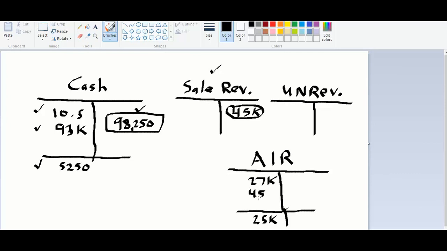So we'll put 45,000 here. Here's the debit, the asset going up. There's sales revenue, which is eventually closed to stockholders' equity. Stockholders' equity goes up with a credit. That's why we're on the right-hand side.